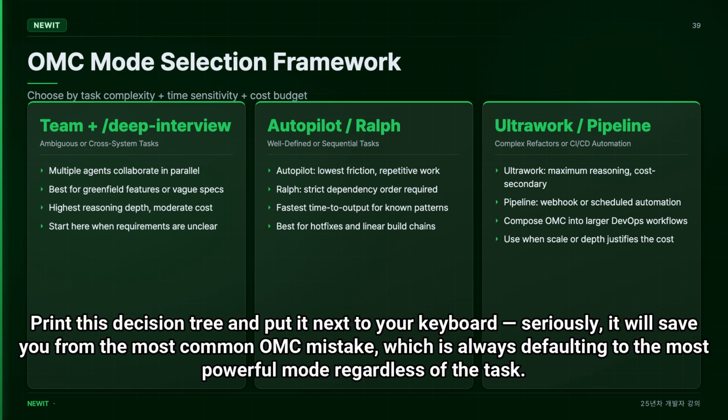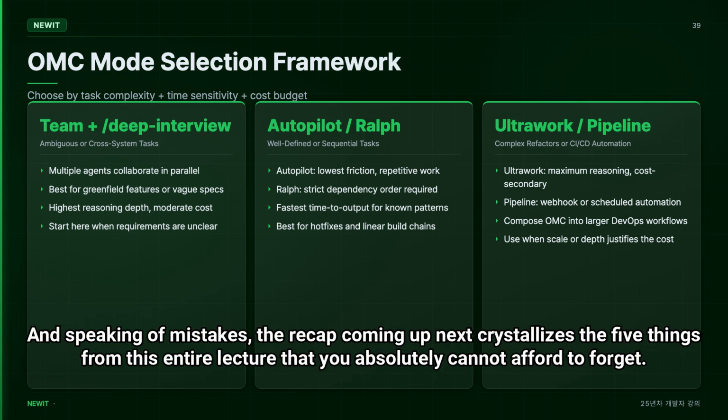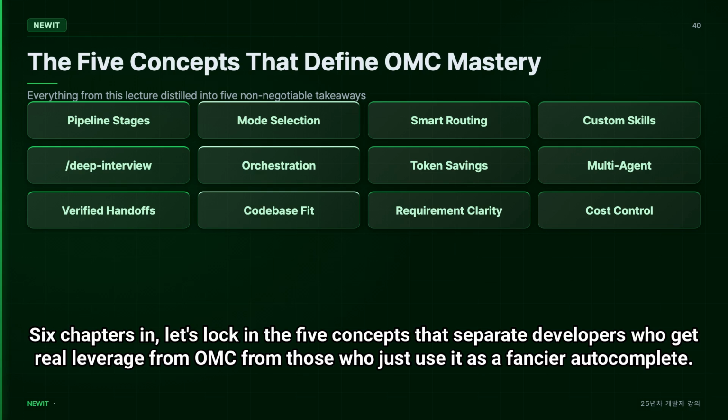Print this decision tree and put it next to your keyboard. Seriously, it will save you from the most common OMC mistake, which is always defaulting to the most powerful mode regardless of the task. And speaking of mistakes, the recap coming up next crystallizes the 5 things from this entire lecture that you absolutely cannot afford to forget. 6 chapters in, let's lock in the 5 concepts that separate developers who get real leverage from OMC from those who just use it as a fancier autocomplete.